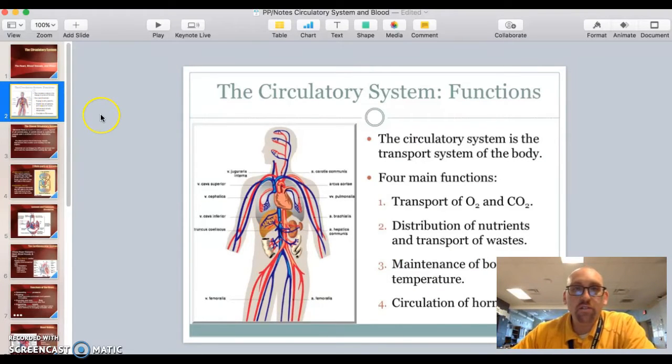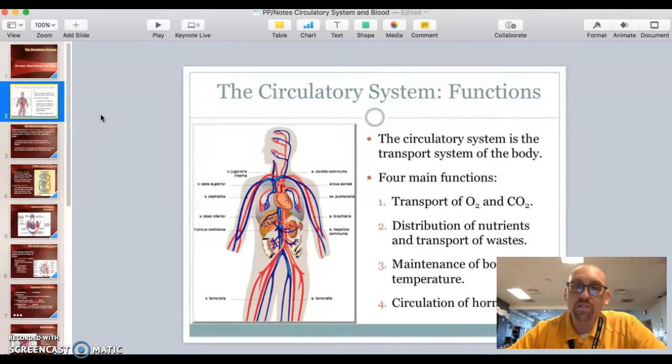So the circulatory system, sometimes it'll be called the cardiovascular system, sometimes it's the circulatory system. Essentially, it's the transport system, and it really has four main functions, and they all center around this idea of transport. You're going to also see that it is closely tied to the respiratory system, which we will do next after we're done with this one because they really tie together.